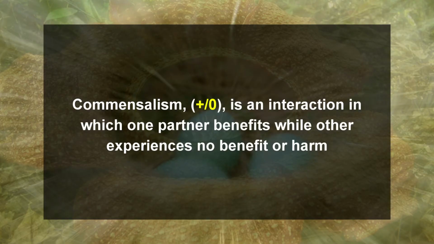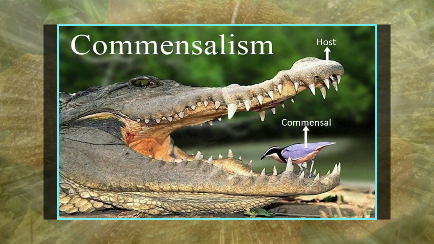Commensalism, represented as positive-neutral, is an interaction in which one partner benefits while the other experiences no benefit or harm. In this association, usually, a commensal can obtain nutrients from the host species for its shelter, growth and locomotion, and the host remains unaffected. The host is larger and unmodified, while the commensal is small with some modified structural adaptations to its habitat.